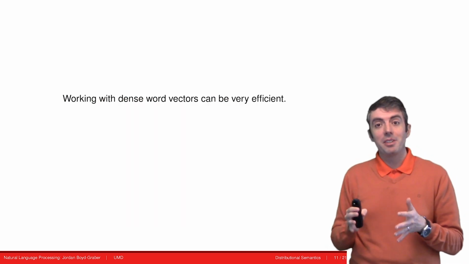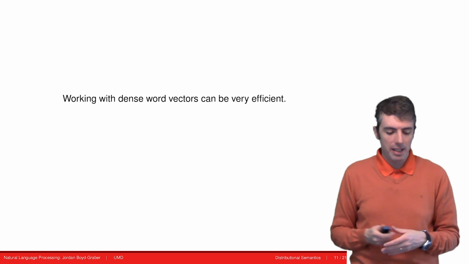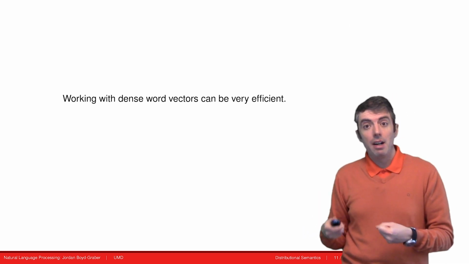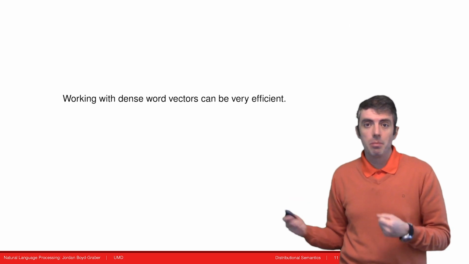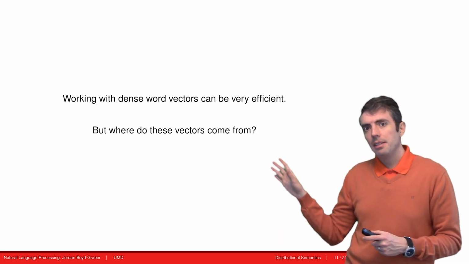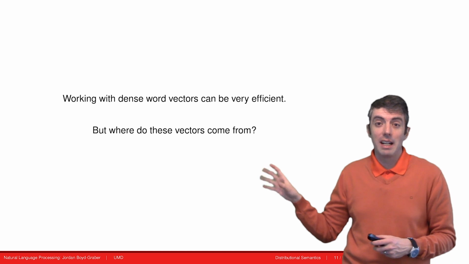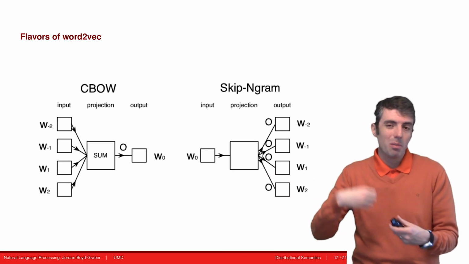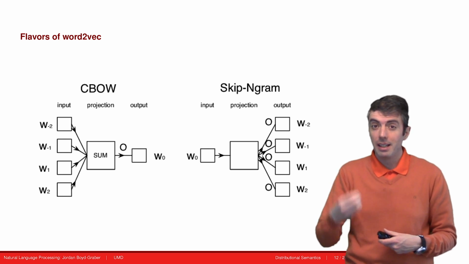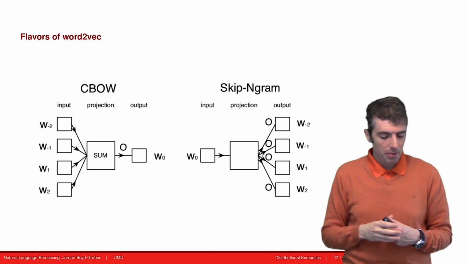These distributed representations are very efficient, but where do they come from? What we're going to talk about now is one specific Word2Vec algorithm that can produce these vectors. And when most people talk about Word2Vec, they talk about it generally, but if you actually take a look, there are multiple ways of doing Word2Vec in the code that I mentioned before.